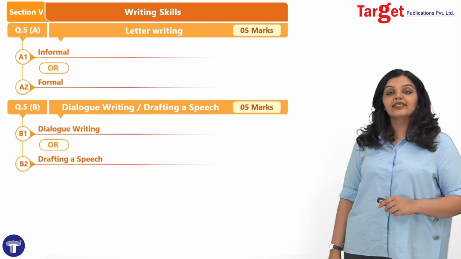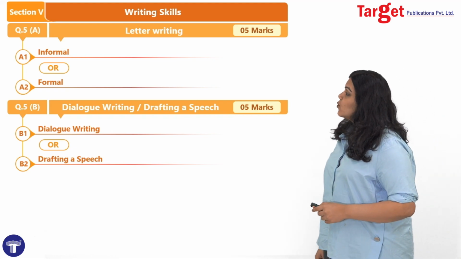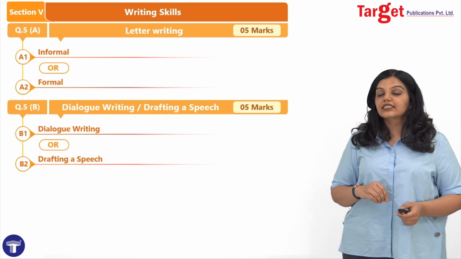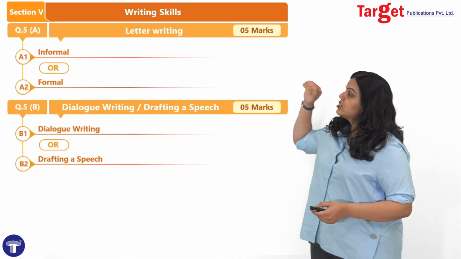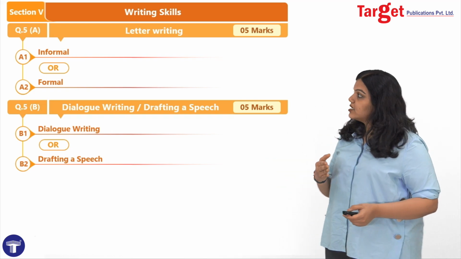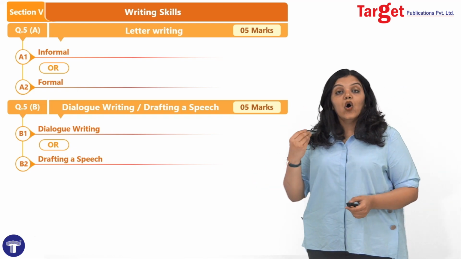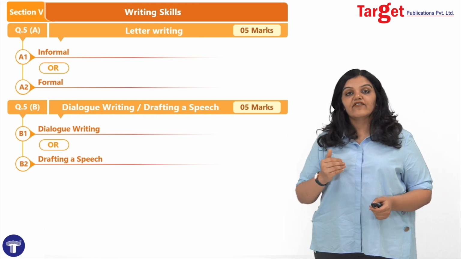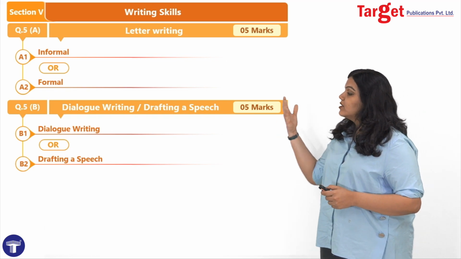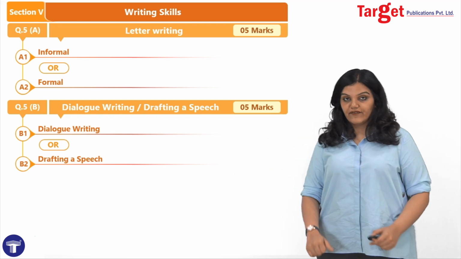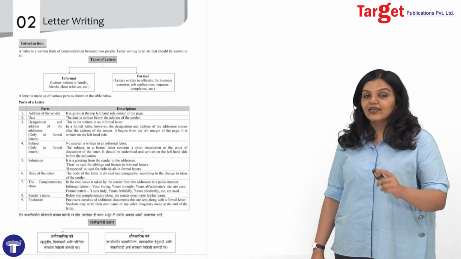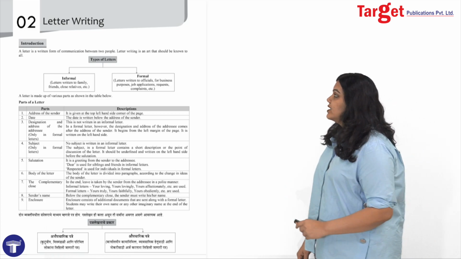The next question, that is question 5, deals with writing skills. In this section, we begin with our writing skills section, and here in question 5A, we have the letter writing, which could be an informal or a formal letter, worth 5 marks, and in question 5B, you will be asked either to write a dialogue or to draft a speech. Now let's see what is available to you in our Target notes to help you with this section.